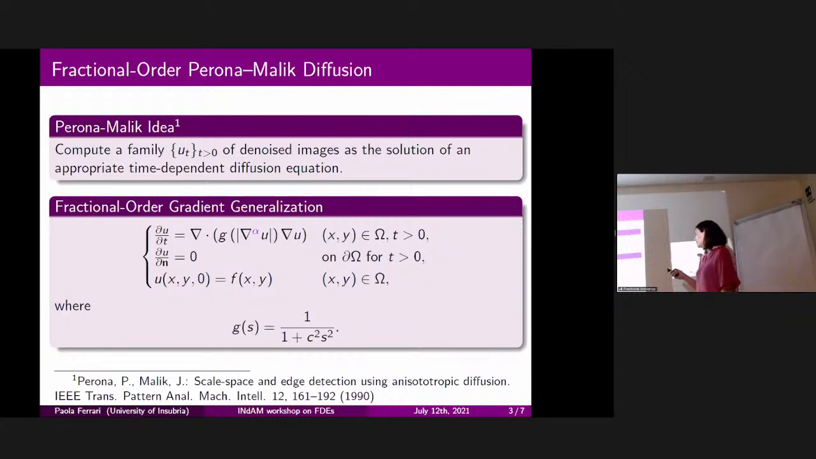So we will consider this equation here, which is a diffusion equation with the diffusion coefficient, which is a function of the modulus of the fractional gradient with order alpha, which we take between 0 and 1. The function g is a function which depends on a thresholding parameter c, which needs to be estimated in some way.